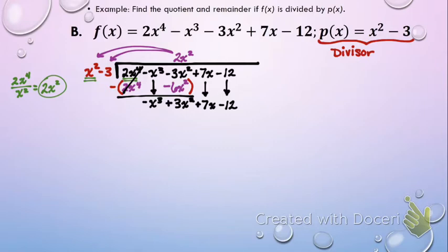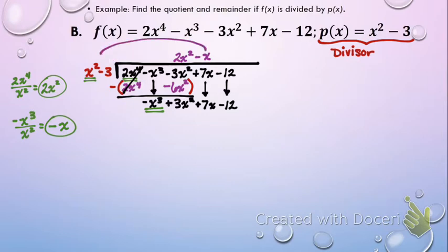I want to know how many times x squared is going to go into negative x cubed. So one time. Also pay attention to your degree. If I divide those, what would I get? Negative x. That's what I need to put up on top. So I'm going to have minus x up here. And then I take that and I distribute it to both pieces of my divisor. Negative x times x squared, I get negative x cubed.